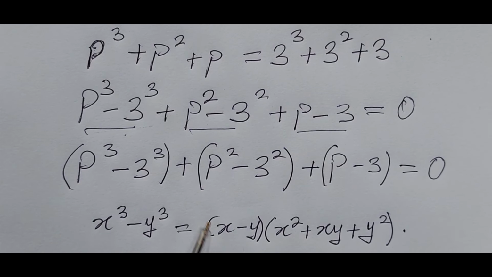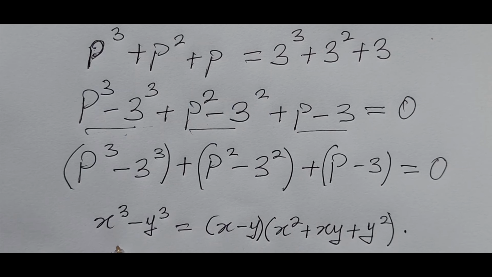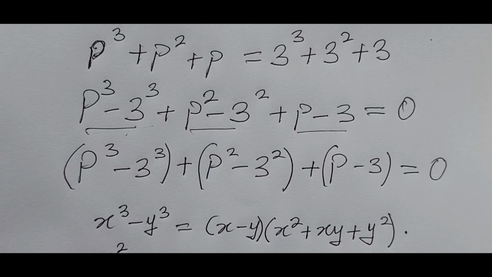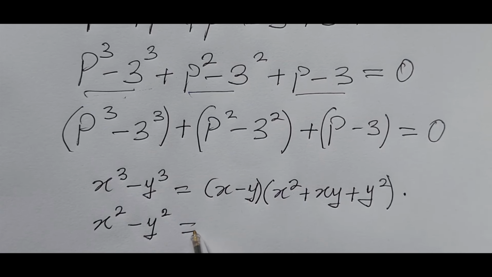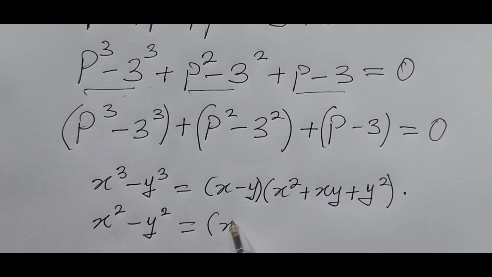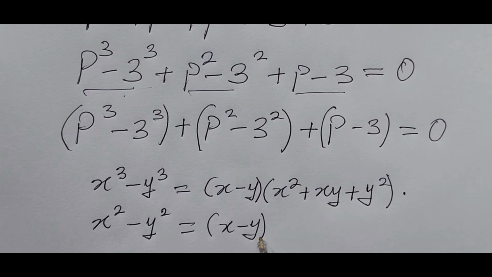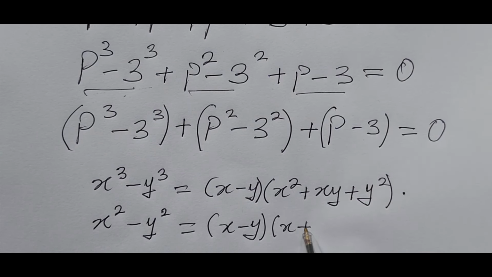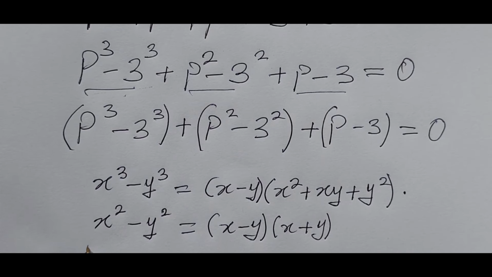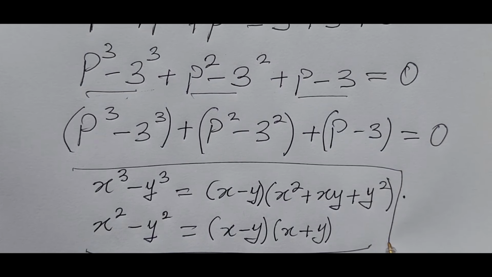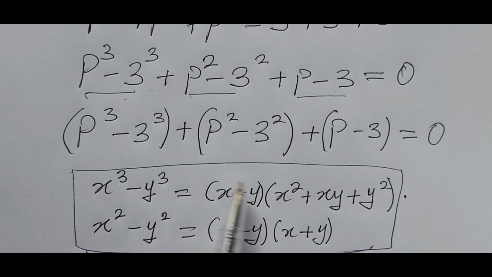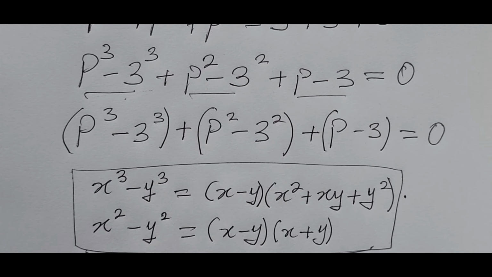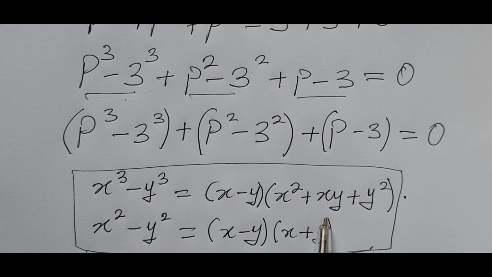Then here we have the difference of two squares, and it says that if you have x² minus y², this is equal to (x − y)(x + y). So we're going to make use of these two identities now. We have the first one, which is this here, and the second one here. So I want to write this and this in this format.